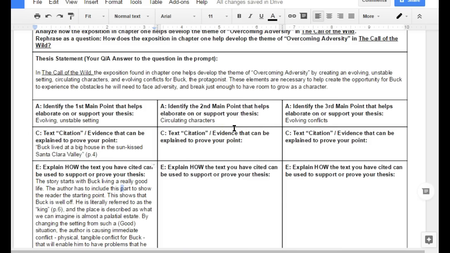But now it's your turn. If you haven't already started with this, you need to complete this. If you can do this, you're going to be an amazing, amazing literary critic.